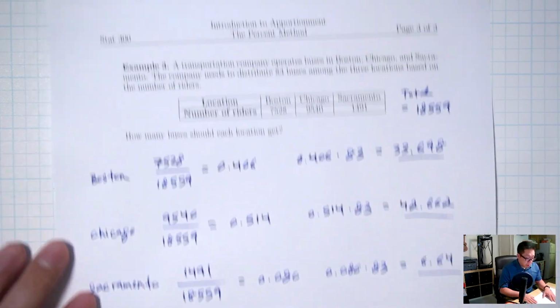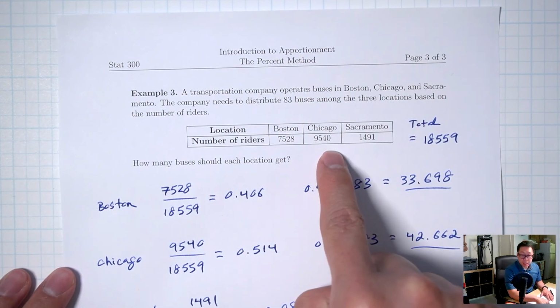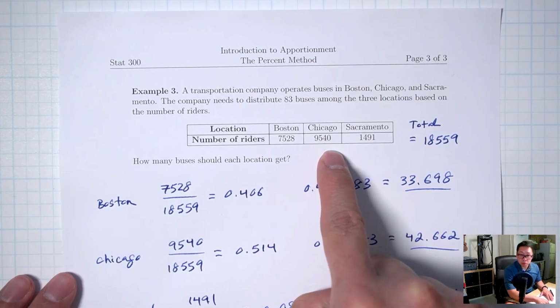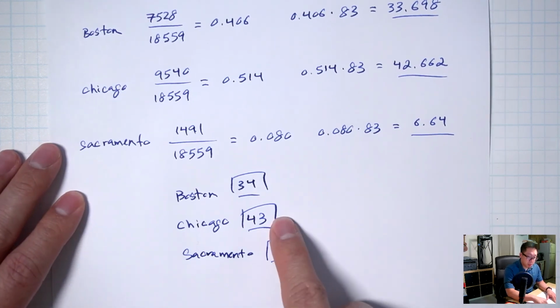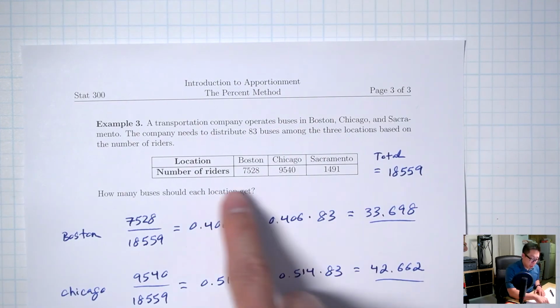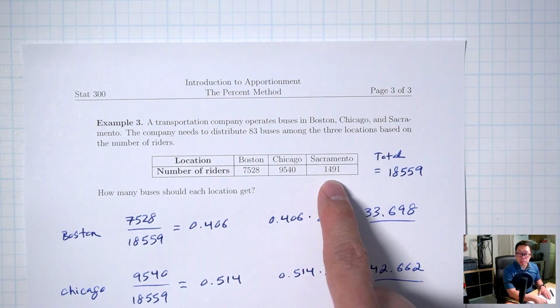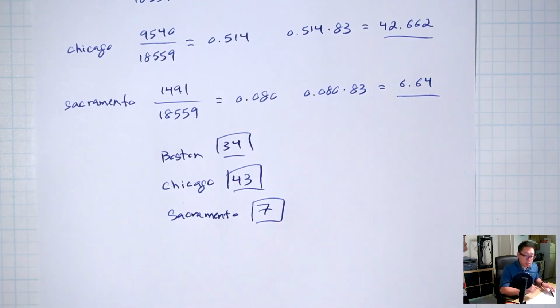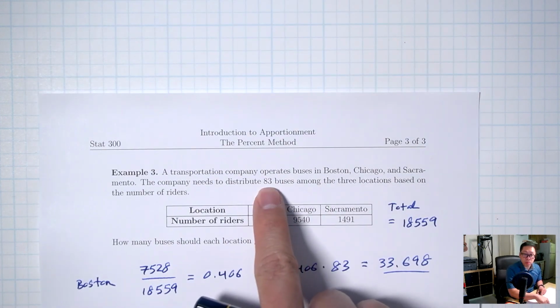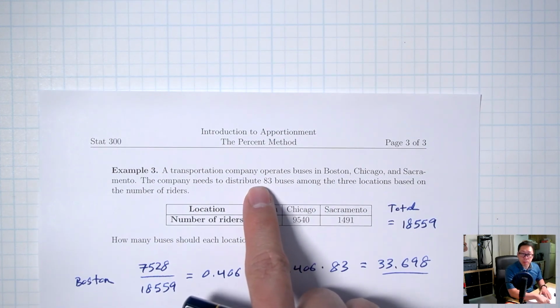Okay, so Chicago had the most riders, so they should get the most buses. We're good. Sacramento has the least number of riders, so Sacramento should get the least number of buses. We're good. Now let's check that we use the right number of buses. We have 83 buses total, so let's make sure that we actually use 83 buses.